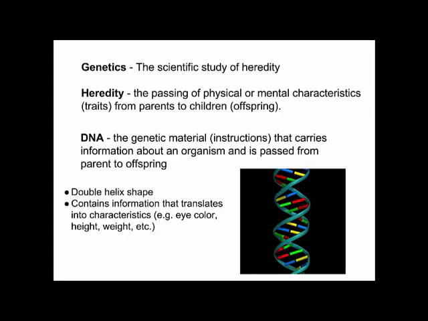And so the way that heredity happens, the way that the traits are passed from parent to child, is through DNA. And DNA is the genetic material, or you can think of it as instructions, that carries the information about an organism, and it's passed from parent to offspring. And this shape right here is the shape of DNA. It's called a double helix, and that contains the information that translates into your characteristics, your eye color, your height, your weight, whether you're left-handed or right-handed, whether you have curly hair or straight hair, freckles, no freckles. All of that is from your DNA.